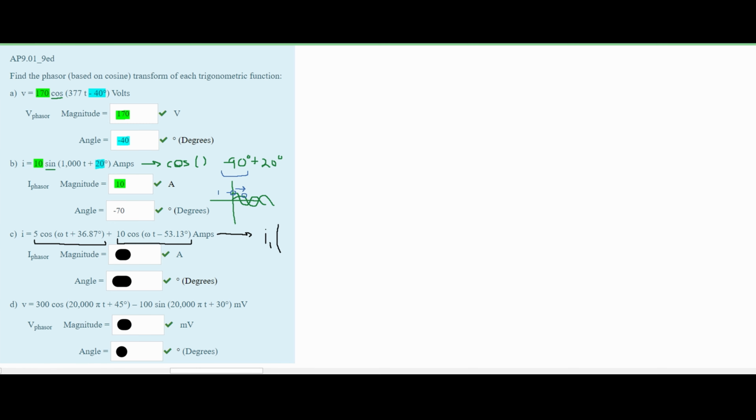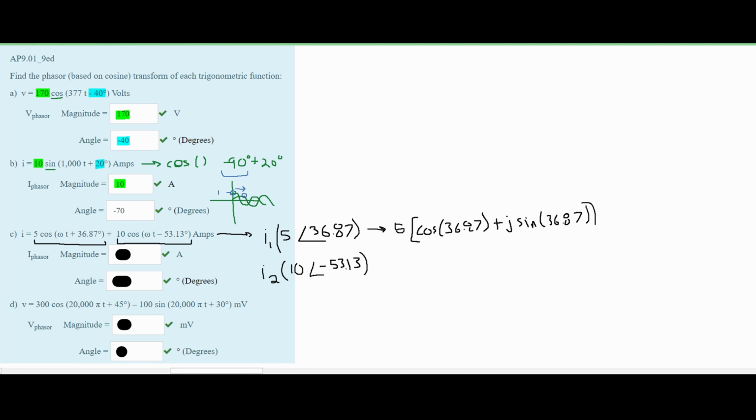In our I1, we have our V max, which we know to be 5, and then we have our angle, which is 36.87 degrees. We need to check to make sure these are both in cosine, which they are, so we can continue writing our I2. And our I2 is 10 at angle negative 53.13 degrees. And now we can write them in the form where we have V max out front, and then we have cosine of our angle plus j times the sine of our angle. And then we're going to do this for our I2 as well.